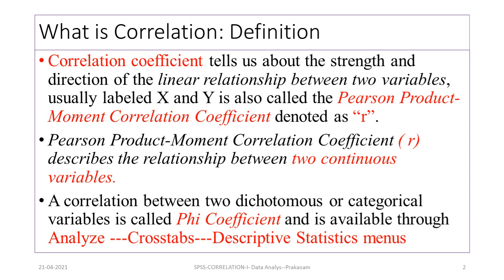Pearson product moment correlation coefficient describes the relation between two continuous variables. This is most important. A correlation between two dichotomous or categorical variables is called phi coefficient and is available through SPSS under Analyze, Descriptive Statistics, Crosstabs menu.